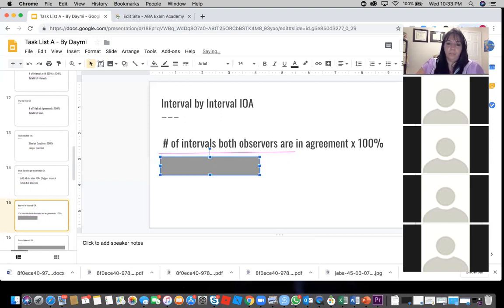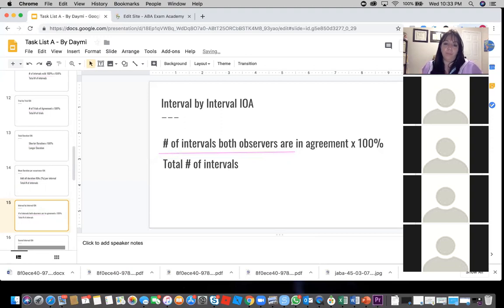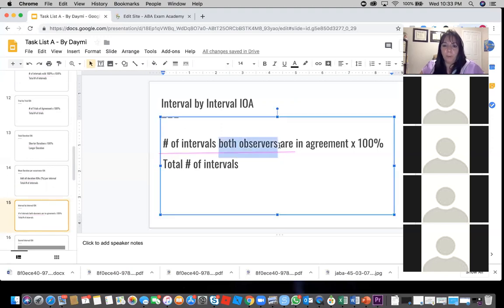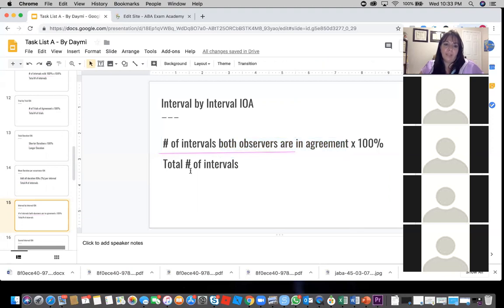All right, so it's number of intervals both observers are in agreement times 100 divided by total number of intervals. Okay, so this is very important. You have to make sure that both observers are in agreement, okay? And then divided by the total number of intervals. Are we good here? Any questions on this one? Nope.